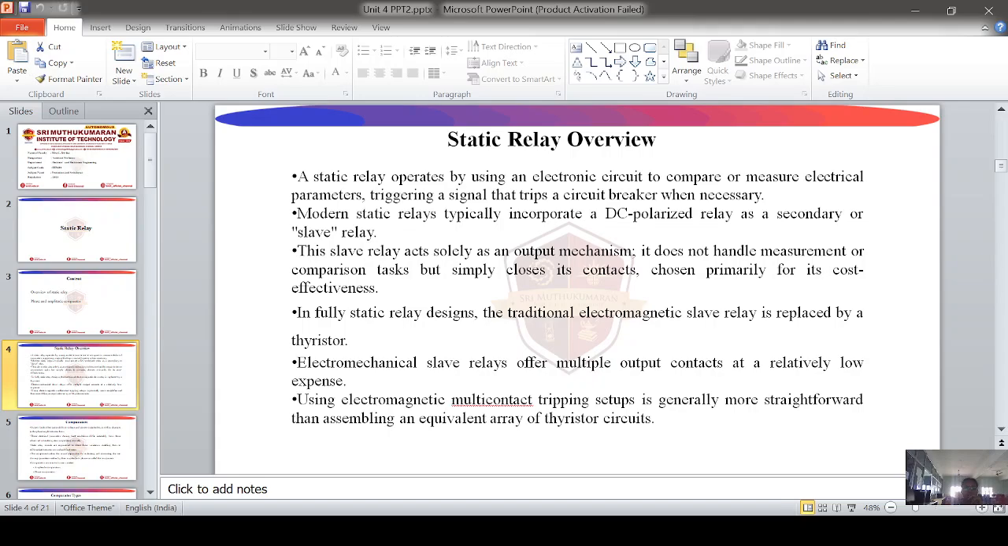Modern static relays typically incorporate a DC polarized relay as a secondary or slave relay. This slave relay acts slowly as an output mechanism. It does not handle measurement or comparison tasks, but simply uses contacts chosen primarily for their cost effectiveness. Using electromagnetic multi-contact tripping setups is generally more straightforward than assembling an equivalent array of thyristor circuits.